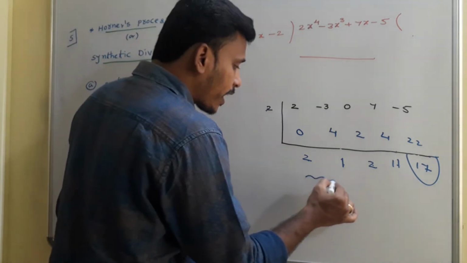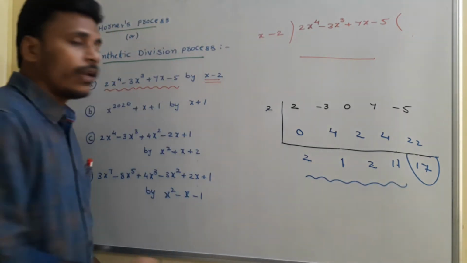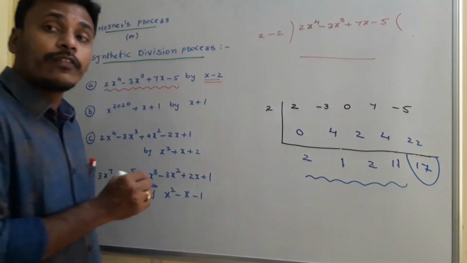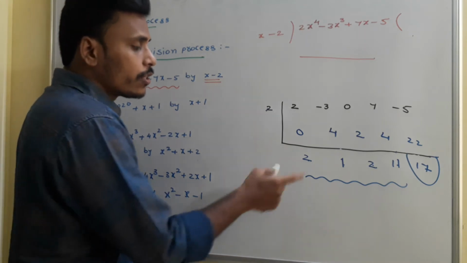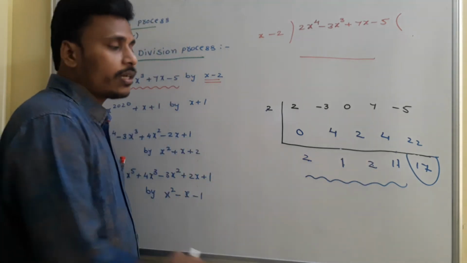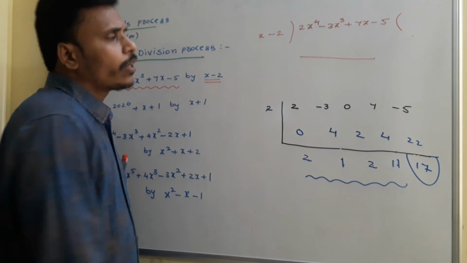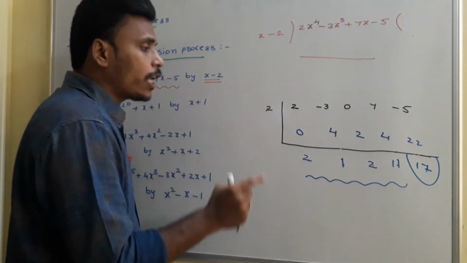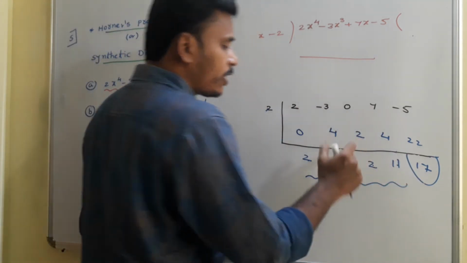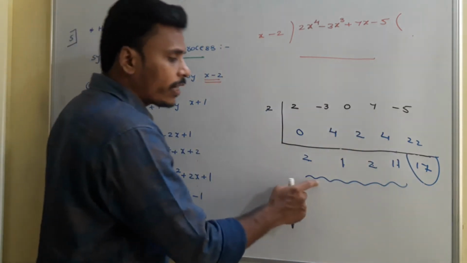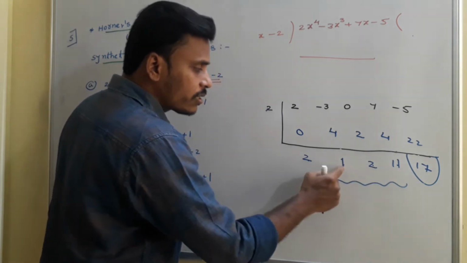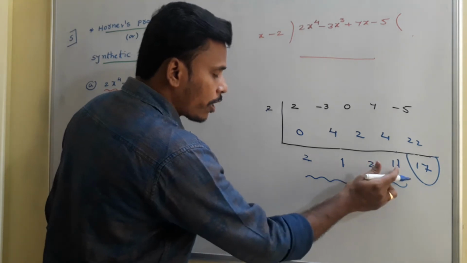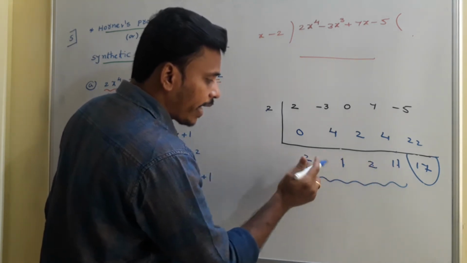Let us look at these numbers: 2, 1, 2, 11, and 17 is the remainder. This 2, 1, 2, 11 will give you the quotient. So this part represents the quotient and that part represents the remainder. With actual division it needs 4 steps, and at the end of 4 steps you again get the same 17 as the remainder and this part as the quotient. How can you write the quotient using these numbers? These numbers represent the coefficients of the quotient, that is, the constant, x square, x cube.